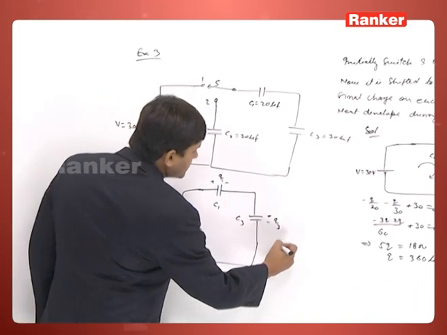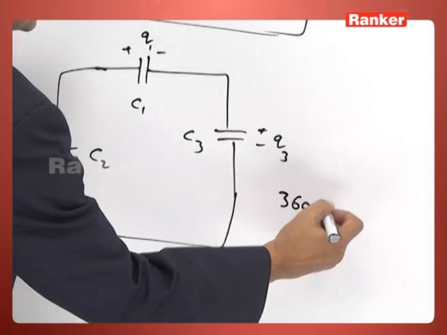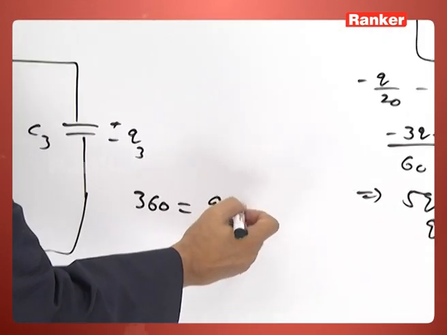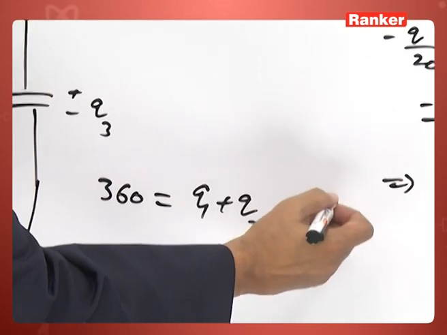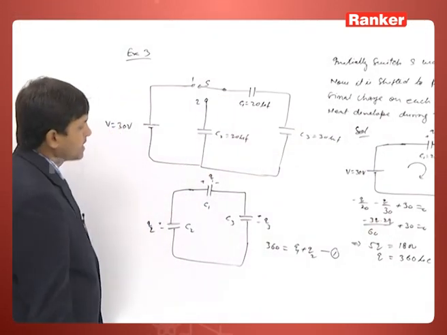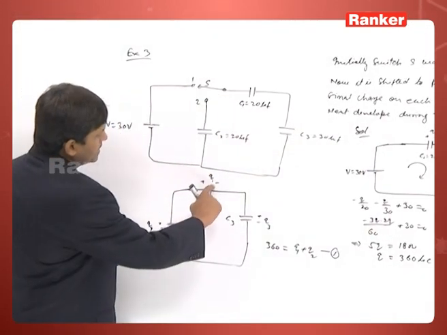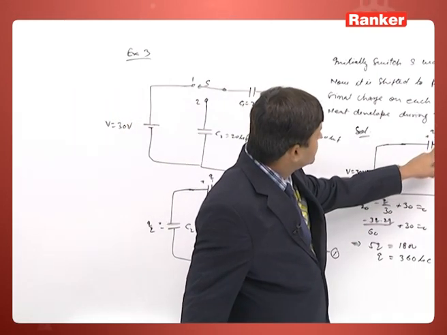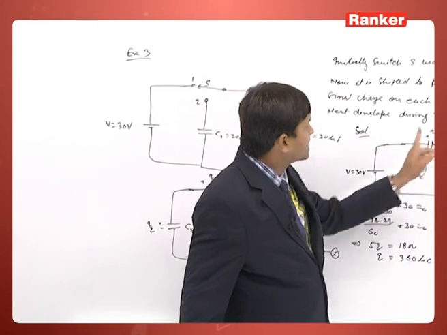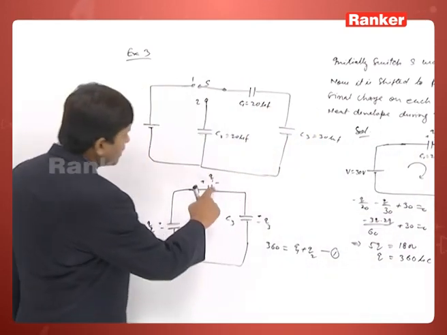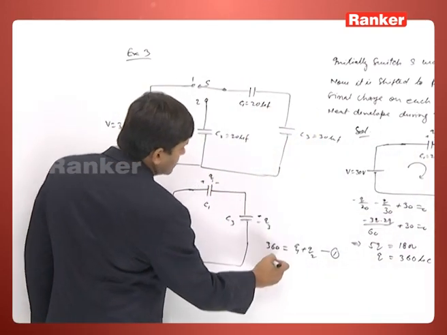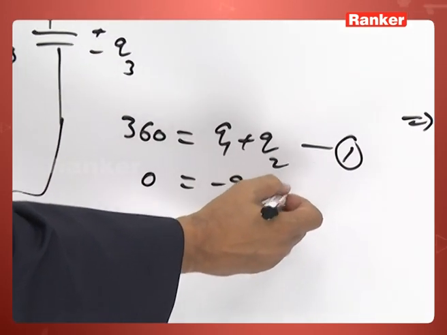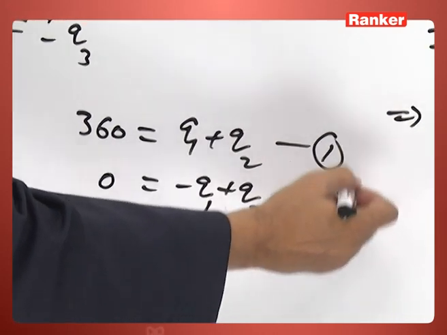So this is the first equation: 360 is equal to Q1 plus Q2. Similarly, the second equation. See, this plate and this plate. What was the initial charge on these plates? Minus Q and plus Q. It means the net charge was 0. Right now here we have minus Q1 and Q2. So the initial charge is 0, so here minus Q1 plus Q3 is 0. This is your second equation.